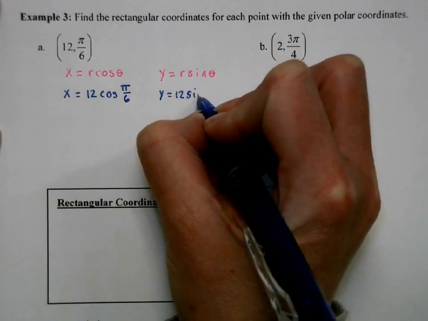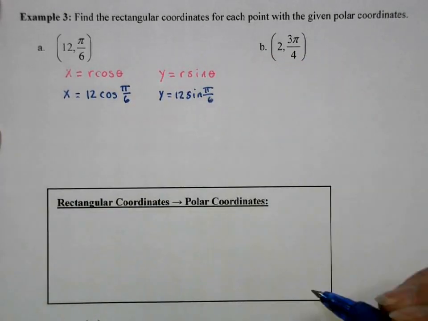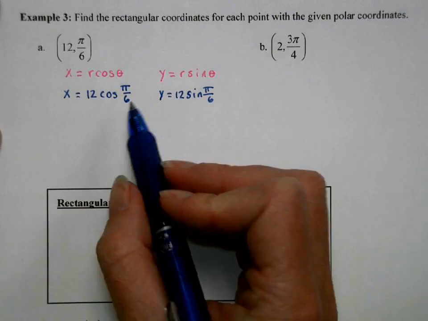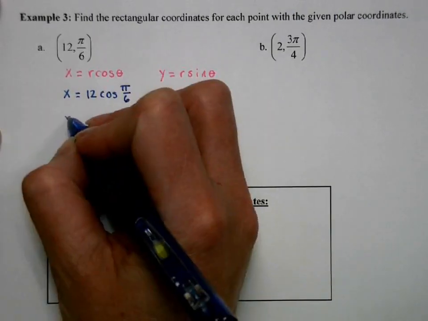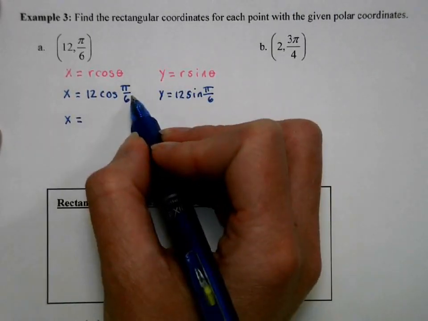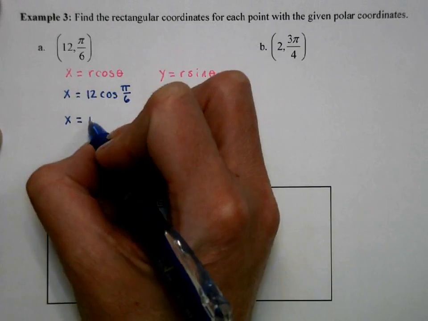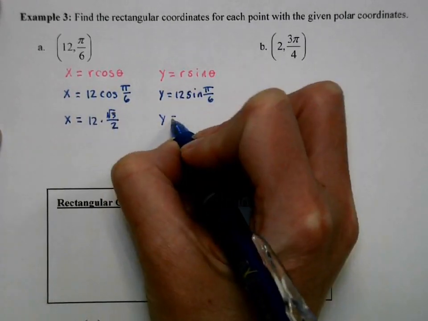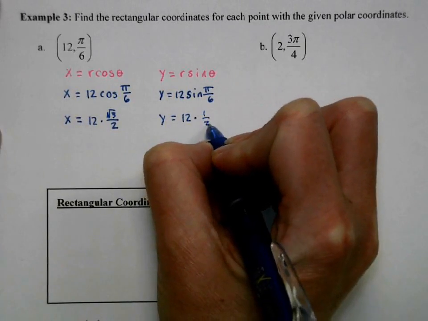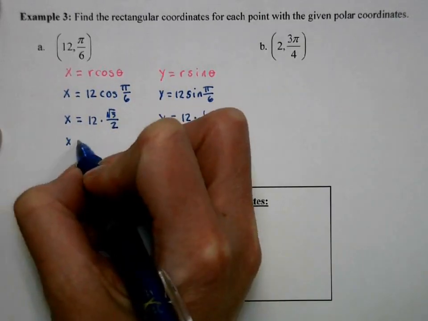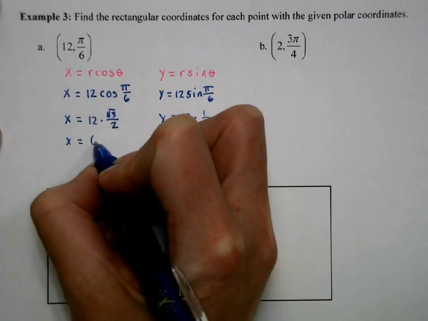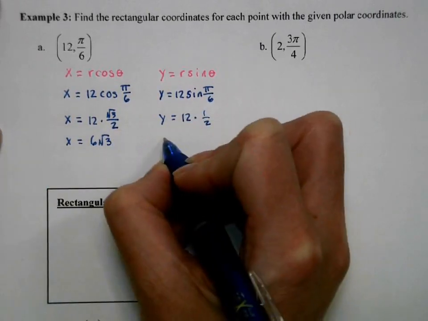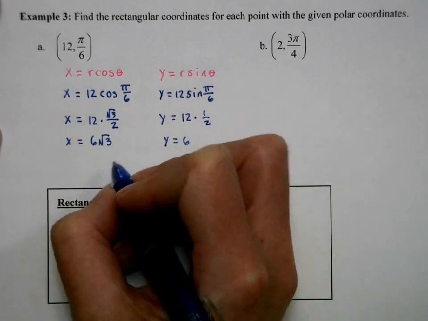Okay, and then we're going to evaluate using our unit circle, using our knowledge. Our x value at pi over 6 is root 3 over 2. My y value at pi over 6 is 1/2. So if I simplify this, we get 6 root 3. Here I just get 6. So the coordinates here are 6 root 3 and 6.